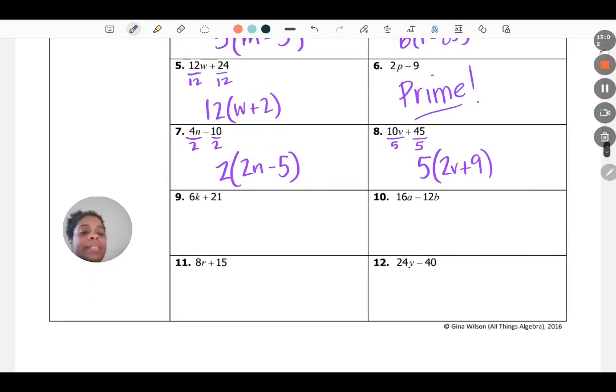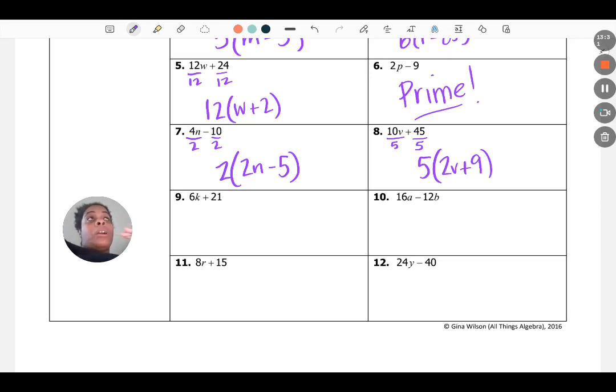Here we go. 6k plus 21. Let's see. It can't be a number greater than 6, but 21 is not a factor of 6. It's 6, 12, 18, 24. So 21 is not a factor of 6, so it can't be 6. Then we can go backwards to 5. We know it can't be 5. All numbers have to end in 5 or 0 for 5 to be a factor.